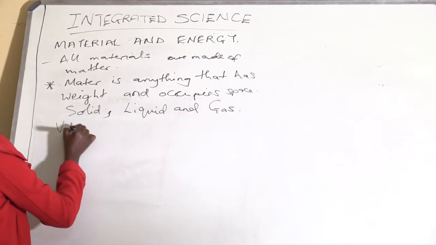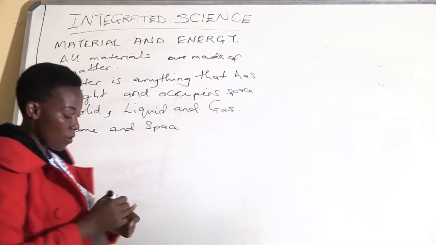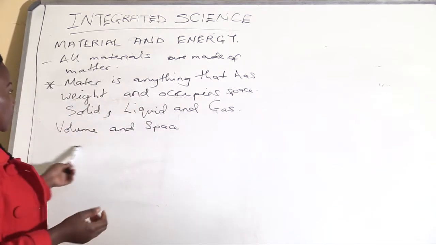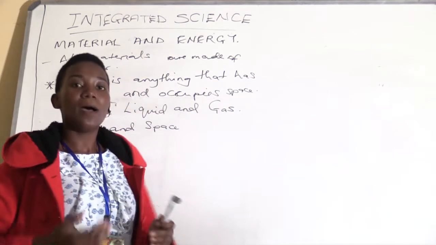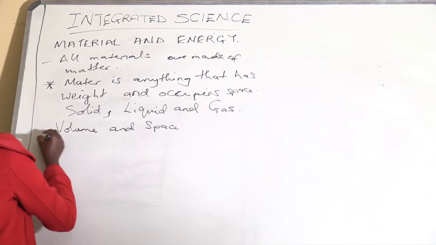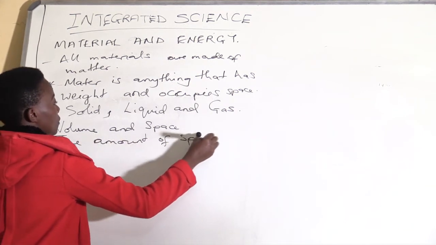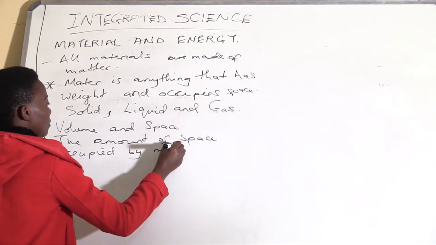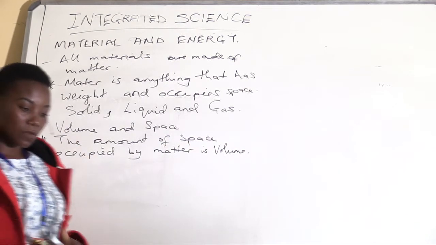So volume and space are the quantities that help us to identify what state matter is in, or what form matter is in, either liquid, solid, or gas. So volume is the amount of space occupied by matter. Volume is the amount of space occupied by matter.